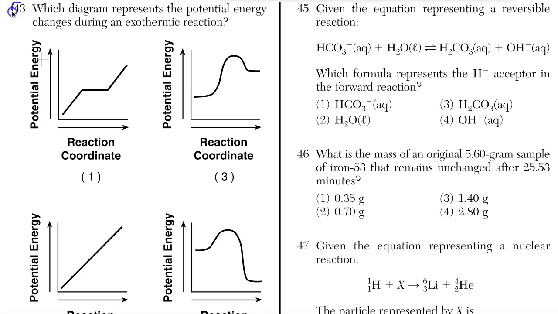Number 43. Which diagram represents the potential energy changes during an exothermic reaction? Exothermic means, let's say, hydrogen plus oxygen, and this is a balanced equation, gives me 2 water molecules, and there's heat, there's energy that's exiting, that's produced. Remember, this is the reactant side, this is the product side, and if heat is on the product side, that means heat's being released and exiting.